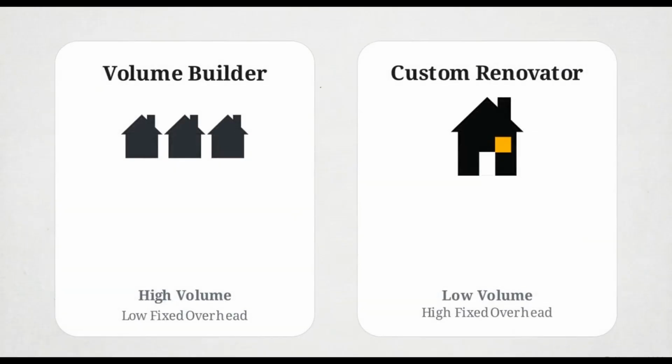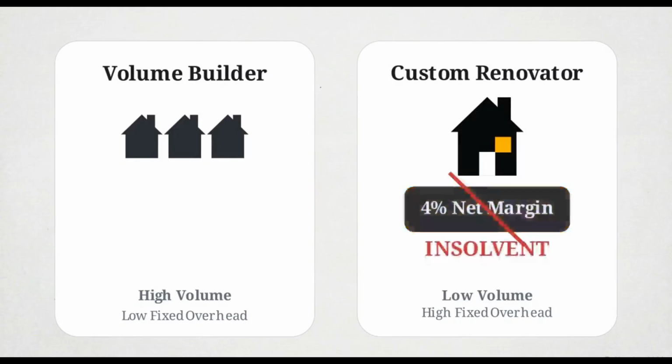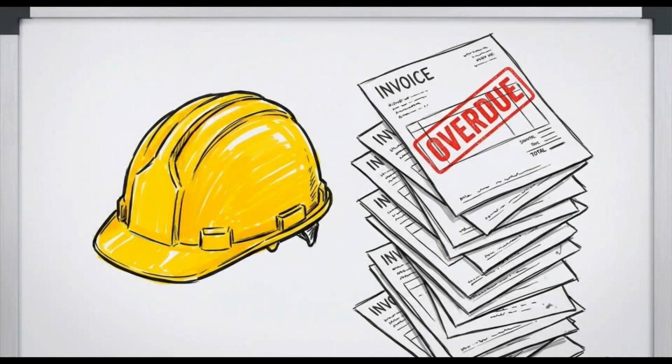Profit margin strategy is entirely bound to context. Attempting to run a custom renovator business using the tight margin strategy of a volume builder guarantees insolvency due to the massive differences in fixed overhead. Avoiding financial failure comes down to strictly defining your terms.